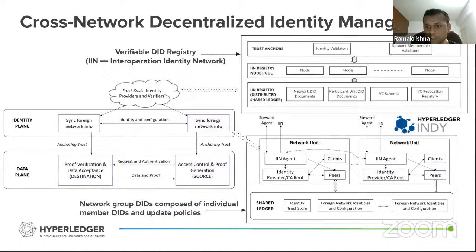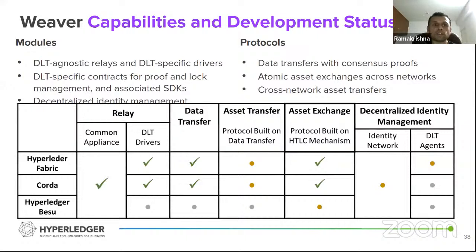Let's skip this for the interest of time and move to the next slide, Peter. Yeah, so this is a snapshot of the capabilities we have and are building at this time. The modules refer to different services as well as different libraries. The protocols refer to the three interoperability modes that I talked about in the beginning: data transfer, asset exchange, asset transfer. So looking at the modules first, we are building these DLT-agnostic relays as well as DLT-specific drivers.